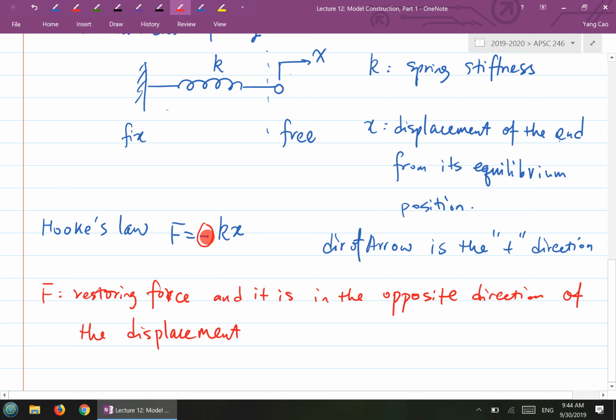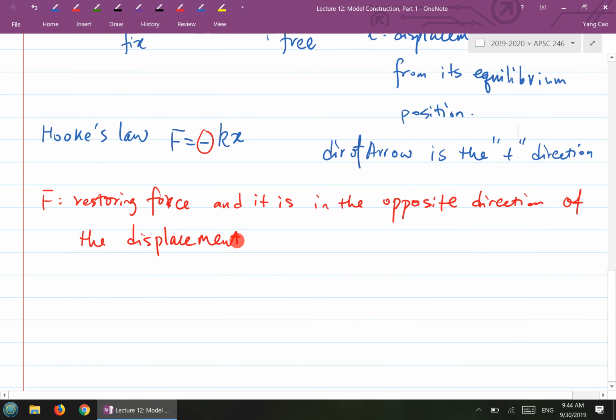If it's initially at equilibrium and you press it, now the x, according to our definition, is considered as what value? Positive or negative? Negative, right? But because you're pressing it, the force is still in the opposite direction of x, so the force goes that way. Even though you have a negative sign, the force will become a positive force. So that's basically what Hooke's law is.